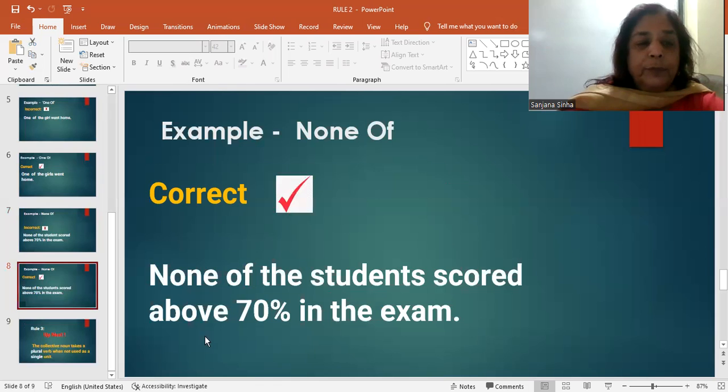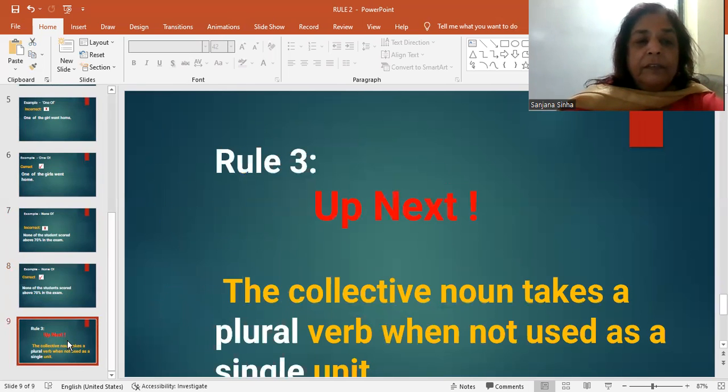So this was rule number 2. And we'll come up with the next slide, next class, which is rule number 3. We'll be talking about a collective noun. The collective noun takes a plural verb when not used as a singular unit. How is that done? Let us take a look in the next class.